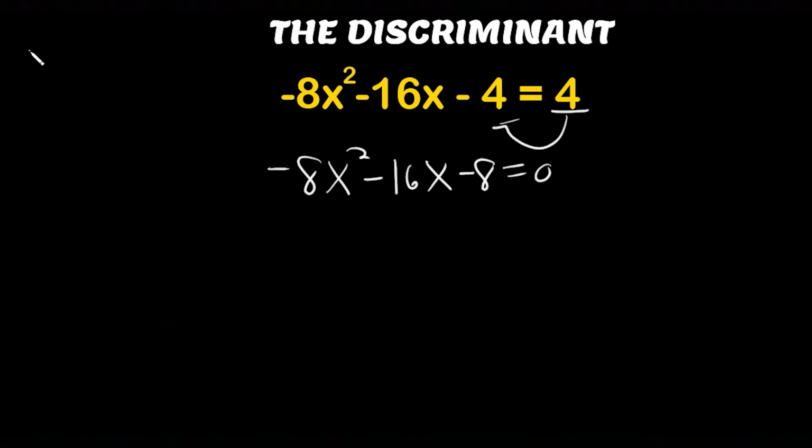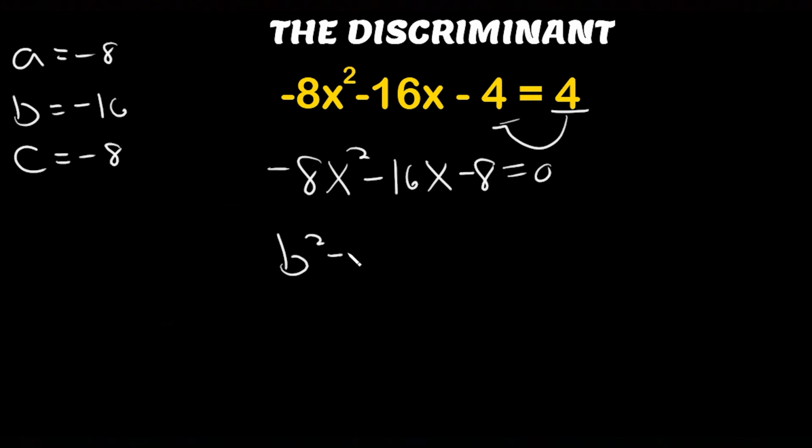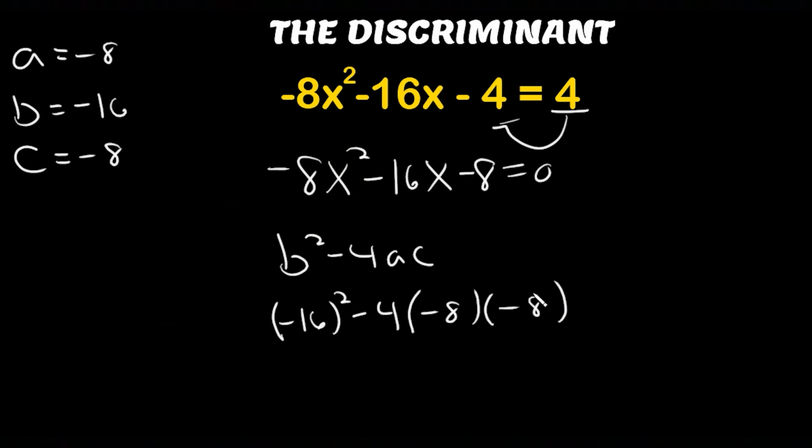Listing out my coefficients, I have a is equal to negative 8. B is equal to negative 16. And then C will be equal to negative 8, okay? So plugging it into the discriminant, we get the following. We get b squared minus 4ac. So that leaves me with negative 16 squared minus 4. My a is negative 8. My c is a negative 8, okay?